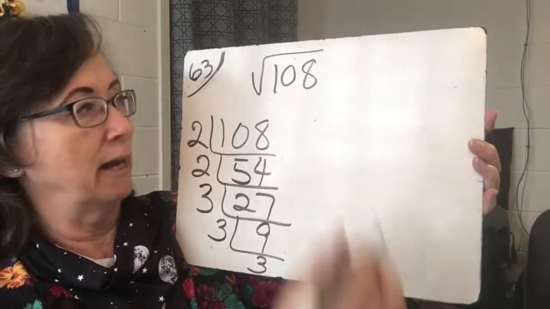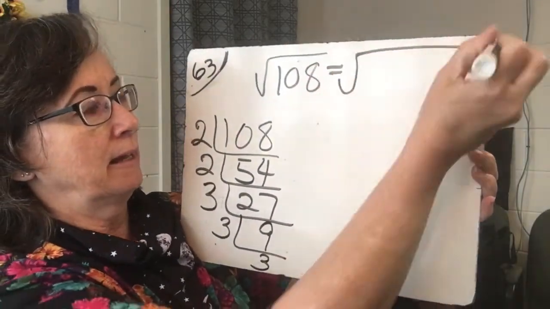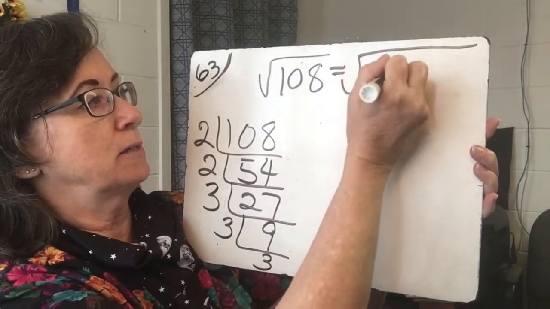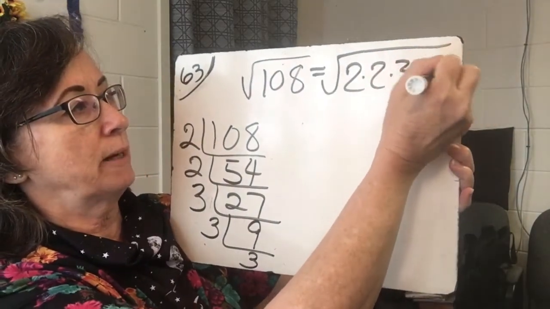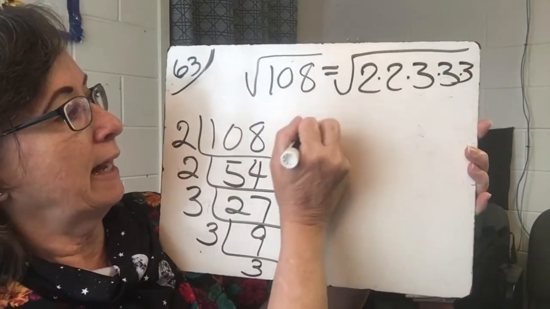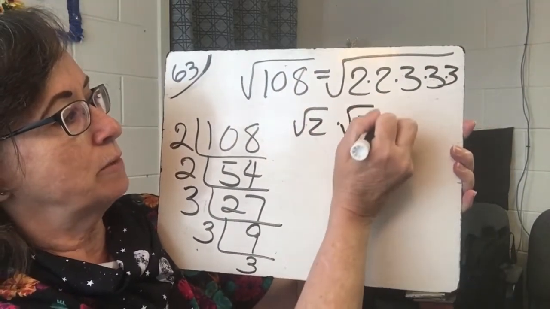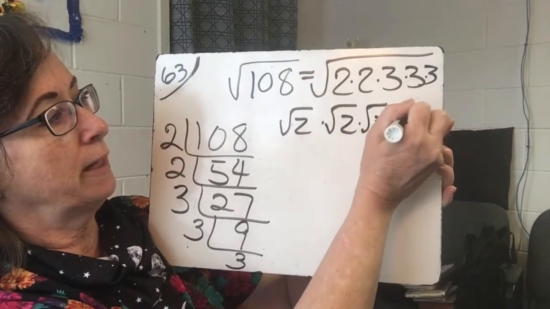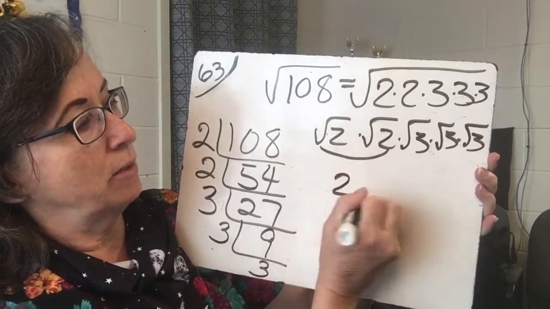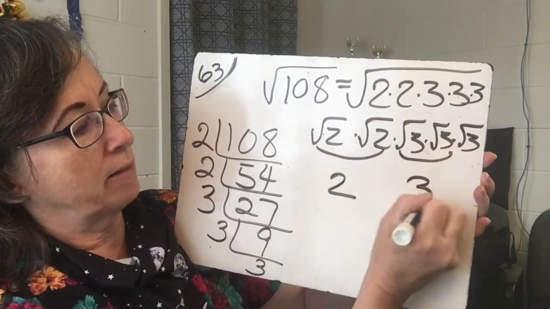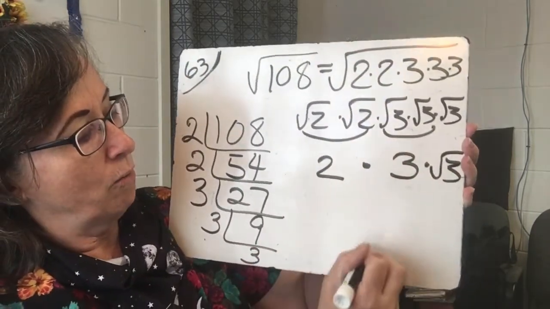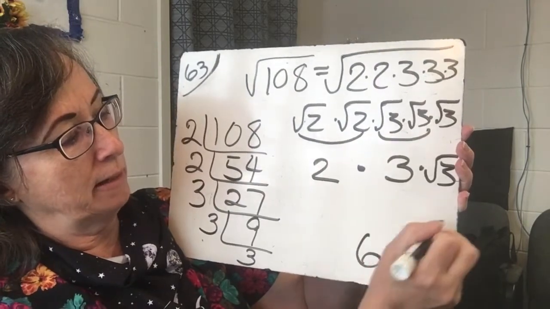Okay, so now we're going to write this as the square root of all of these factors. So that's going to be 2 times 2 times 3 times 3 times 3. And then we're going to break it out. Square root of 2 times square root of 2 times square root of 3 times square root of 3 times square root of 3. Now these two go together to make a 2. These two go together to make a 3. 2 times 3 times square root of 3 will be our final answer, or 6 square root of 3.